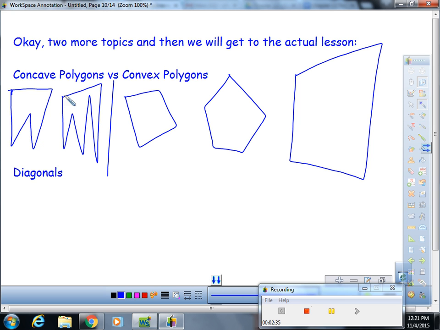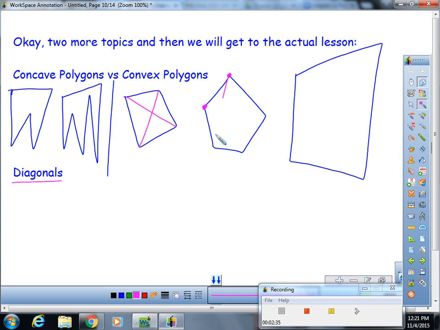That's a concave polygon. So what makes something concave? Well, it actually has something to do with its diagonals. The diagonals of a polygon connect two vertices that are not adjacent to each other. There's that word again, adjacent. Well, this vertex is adjacent to this vertex. If I connected those, that would not be a diagonal. That would be a side.